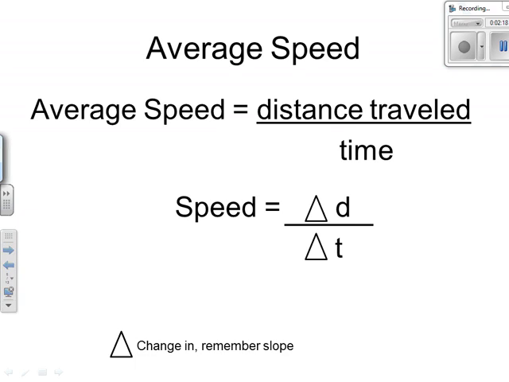So let's start off with an easy one. We're going to look at average speed. Average speed is the distance traveled divided by the time it took to happen. So another way to write it is change in distance over change in time. Delta means a change in. So when they see the little triangles, we're talking about the change in something.